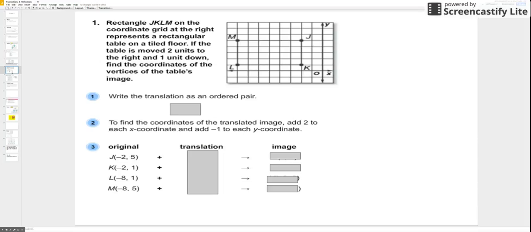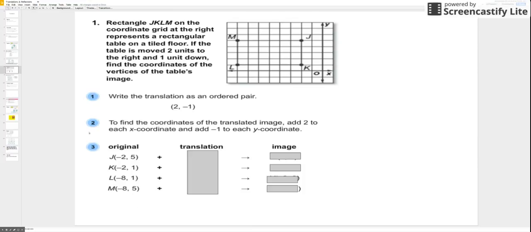Rectangle JKLM on the coordinate grid at the right represents a rectangular table on a tiled floor. If the table is moved 2 units to the right and 1 unit down, find the coordinates of the vertices of the table's image. Okay, so write the translation as an ordered pair. We're moving 2 to the right and 1 down. So 2 right is a positive 2 for our x coordinate. 1 down is a negative 1. So 2 right, down 1.